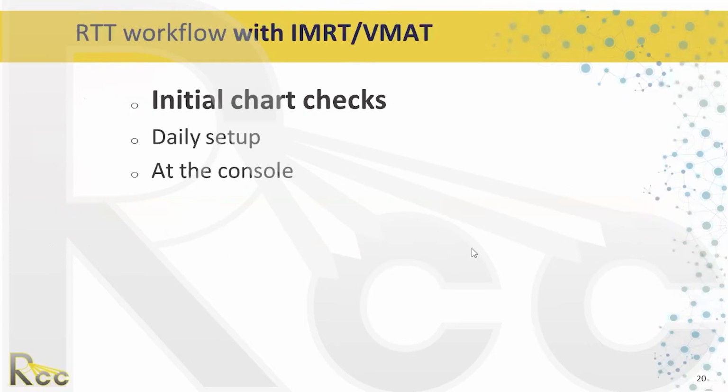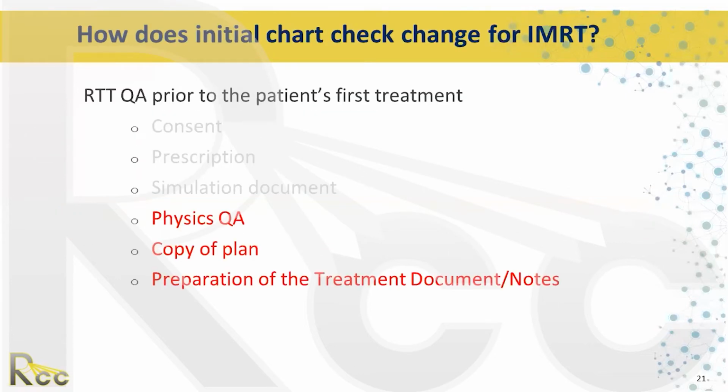So we're just going to talk again about initial chart checks, how the initial chart checks change for IMRT. So we're still checking to make sure the patient has a consent, make sure that the prescription is correct, the simulation document, all of that hasn't changed. The physics QA is more intense. They have to do a lot more double checks and run the plan before we do any kind of treatment. We still want to make sure we have a copy of the plan, just like we would for 3D. We want a copy of the plan and that we're checking our numbers. And we want to make sure that all of our documentation and notes are up to date. Our patient setup is correct.